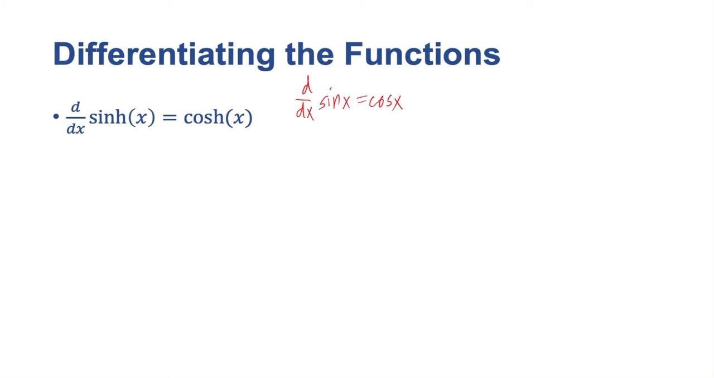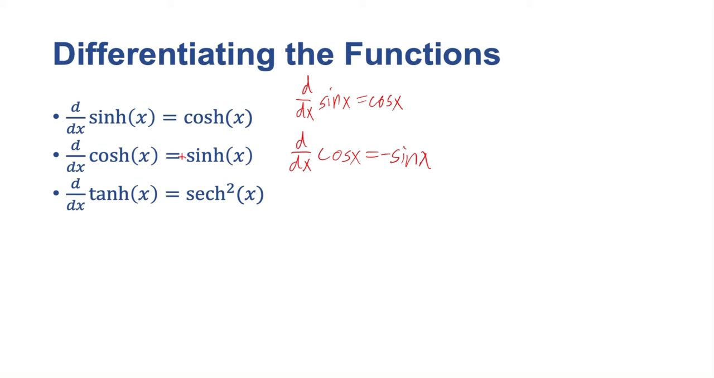Sinh goes to cosh. All right. Cosh goes to sinh. So no negative sign, because the derivative of the cosine is going to be the negative sign, but we don't have a negative here. This is a positive sinh. All right, if I want to take the derivative of tanh, that's going to be sech squared of x.